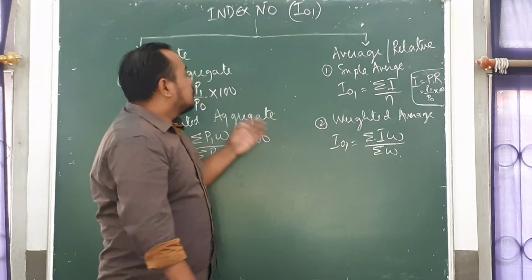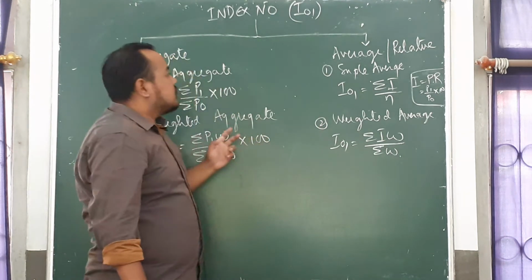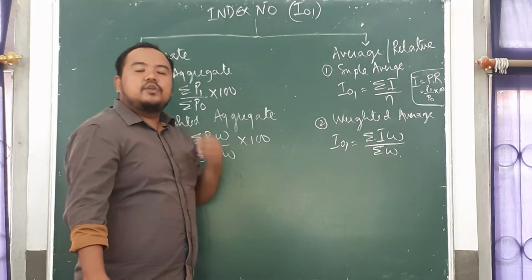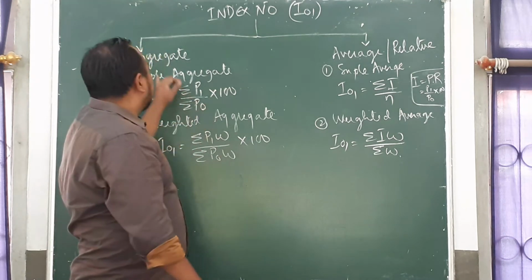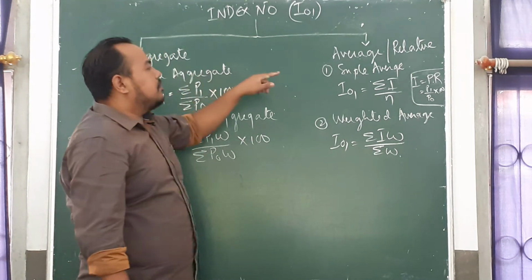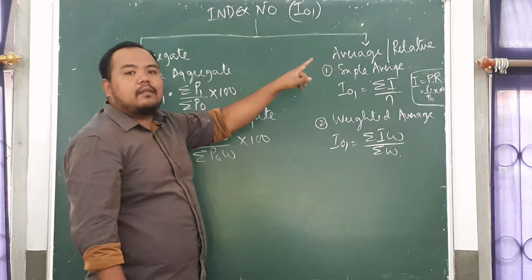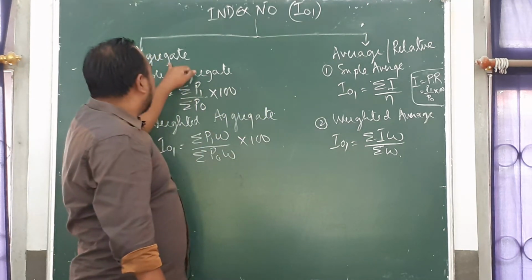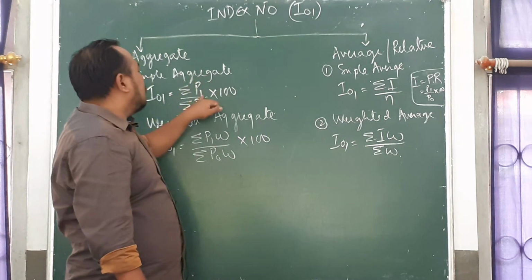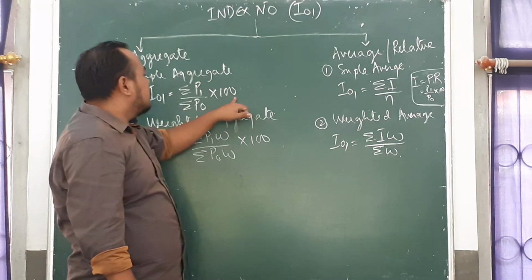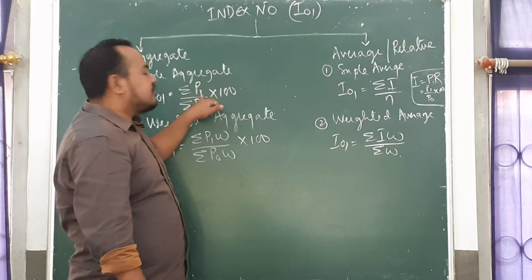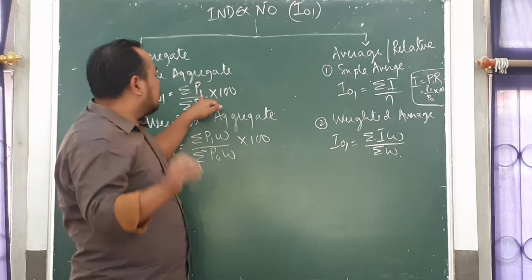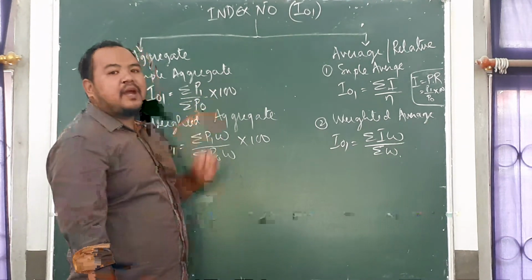Is that clear? So there are two methods of calculating index number. It will be mentioned in the question itself which formula is to be used. Number 1, the method of aggregate, and number 2, the method of average or relative. It is also called arithmetic mean. Okay, so simple aggregate means summation P1 divided by summation P0 into 100. P1 stands for price in the current year, P0 stands for price in the base year.